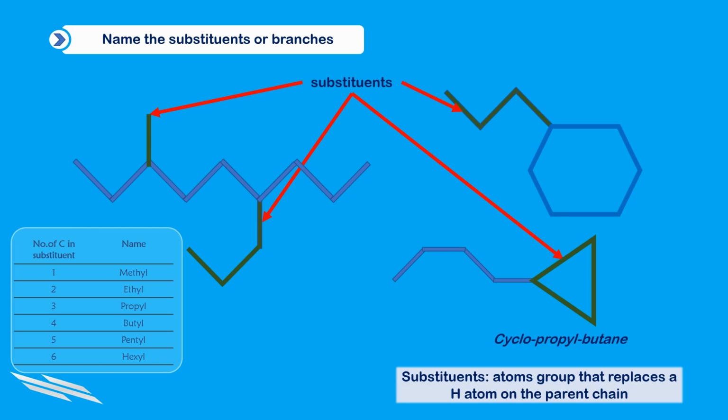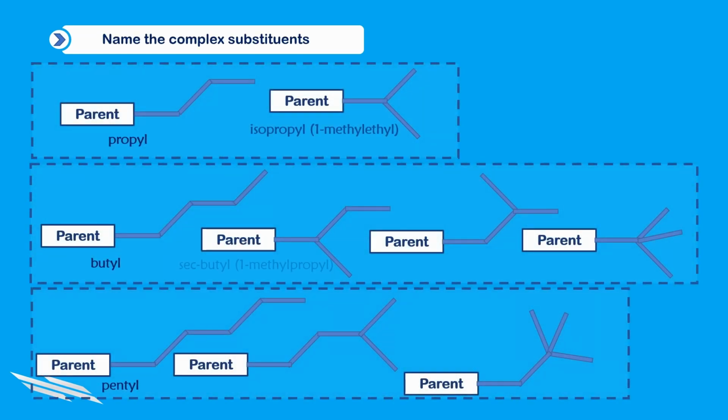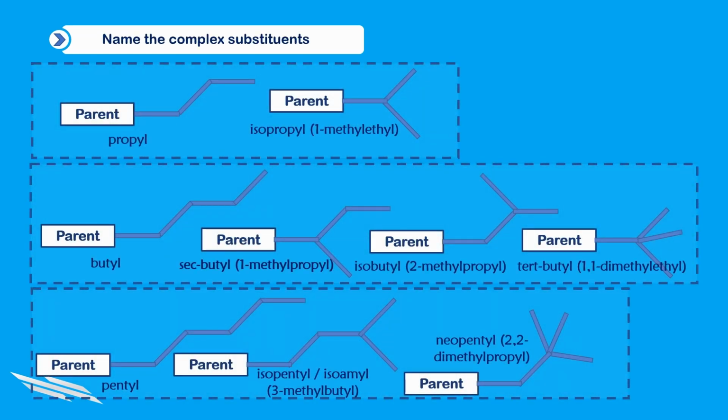The ring commonly acts as the parent chain when an alkyl group is connected to a ring. But it is generally better to name the ring as a substituent, known as a cycloalkyl group, when the ring has fewer atoms than the rest of the structure. For example, cyclopropylbutane. How to name a complex substituent? Here are examples of alkyl groups bearing 3, 4, and 5 carbon atoms that can be branched in different ways.